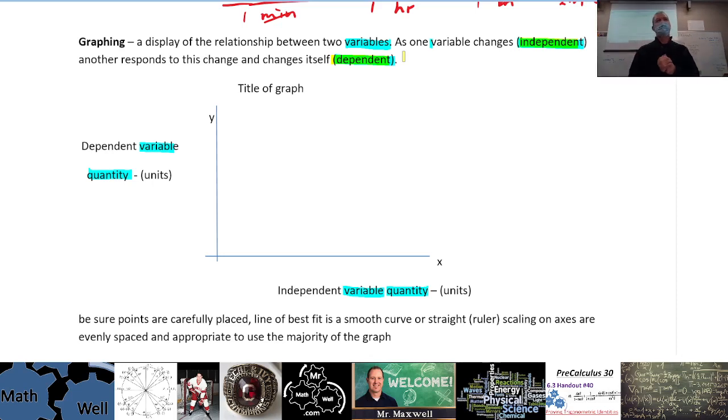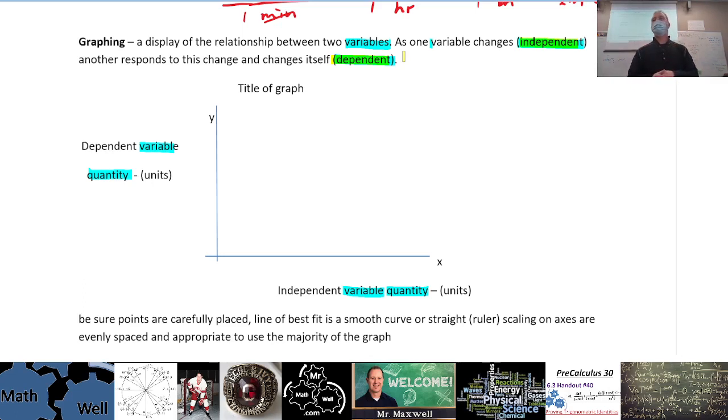So what is it? There's a car that's driving, and it is going a certain speed, let's say. As the car changes speed, the distance away from the starting point changes. As the car slows down, the distance also changes, but it doesn't change as fast, right?